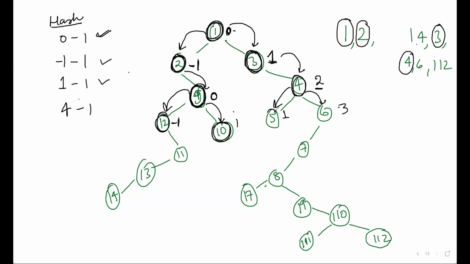Next, we go to node 5. Horizontal distance is 1. 1 is already used. We cannot print 5. We go to node 6. Horizontal distance is 3. Is 3 used? No. So we'll mark it as used and print this node 6. 3 is its horizontal distance. Similarly, we proceed.